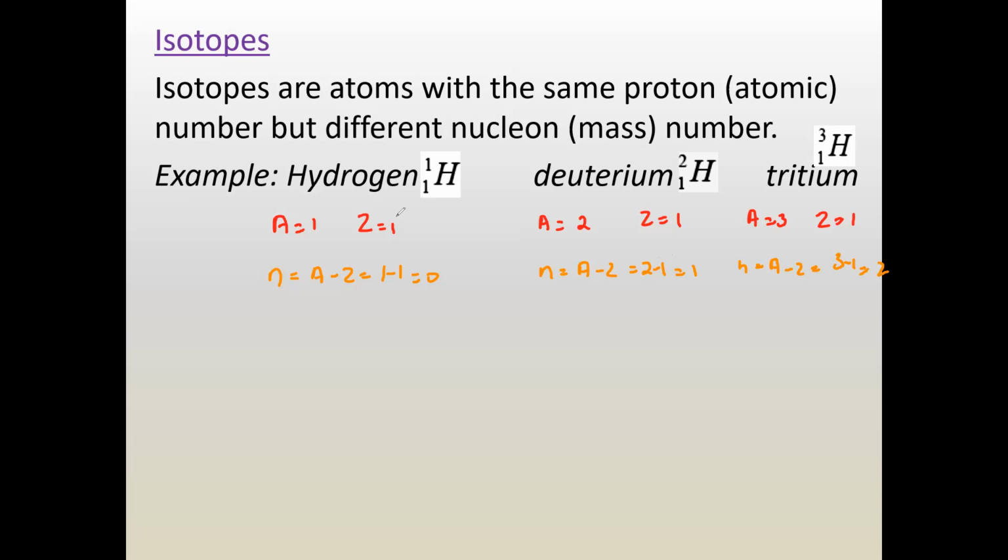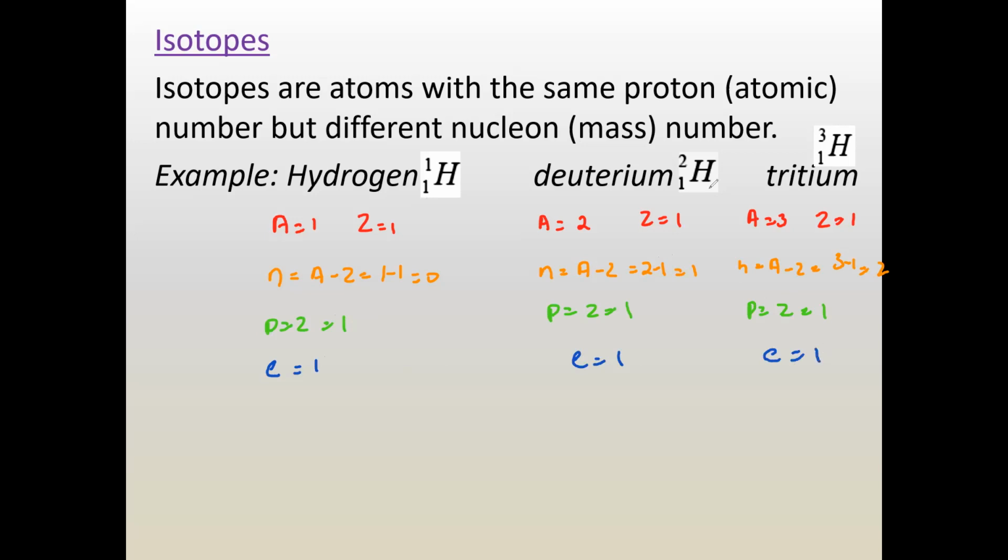To find the number of protons, that is equal to Z, so it is 1 in all three cases. And what about electrons? Because they are all neutral, they will have an equal number of protons and electrons. That's why all will have 1 electron.